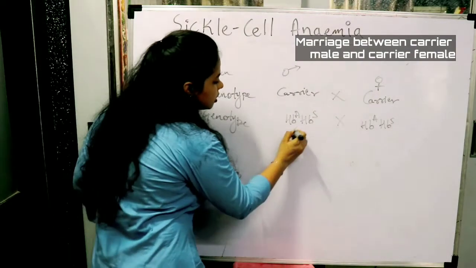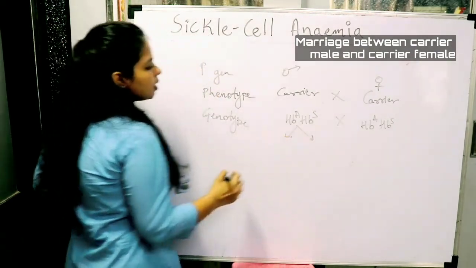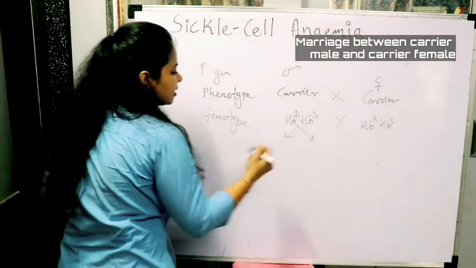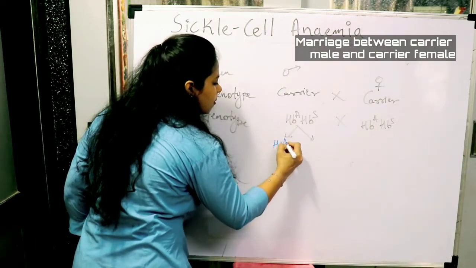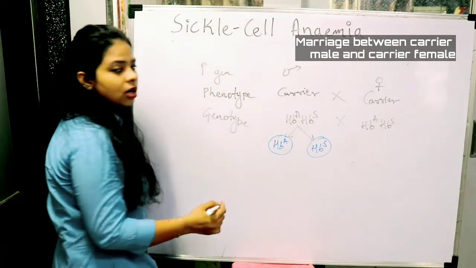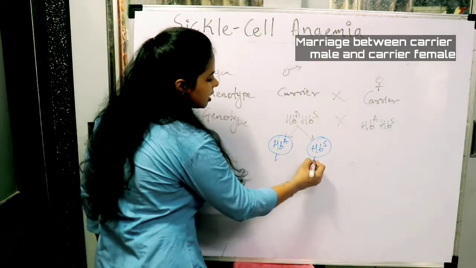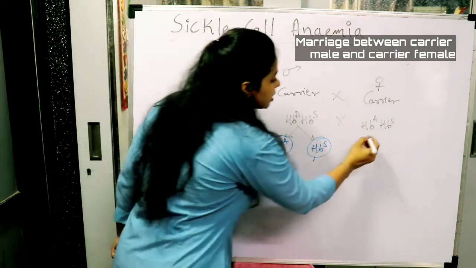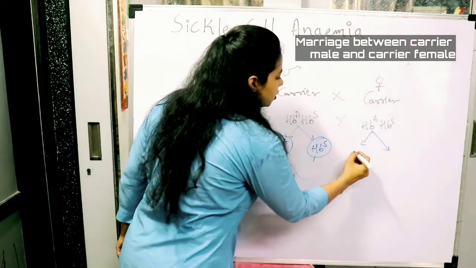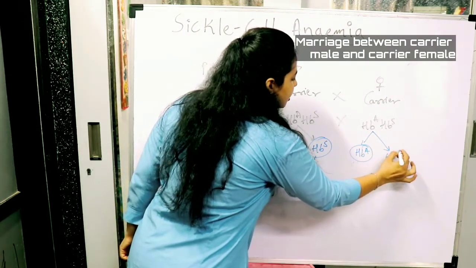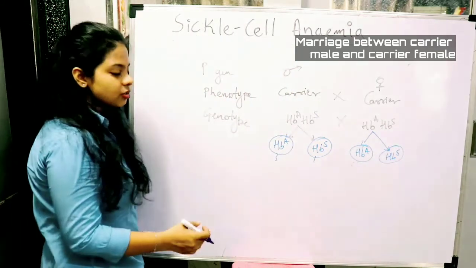The gametes produced here are HBA and HBS. In the male, sperms will be produced, one containing HBA and one containing HBS, and in the female, eggs will be produced, that is HBA and HBS. So here also two different types of eggs will be produced.